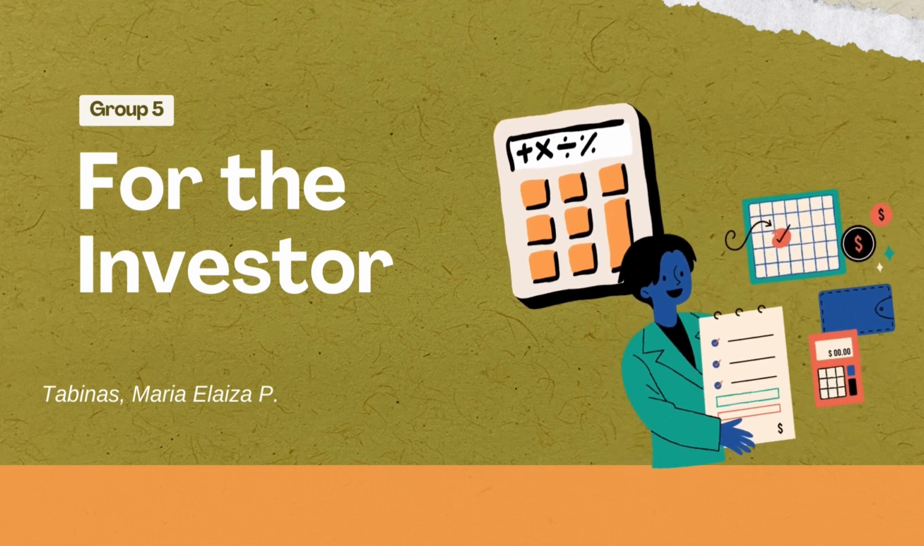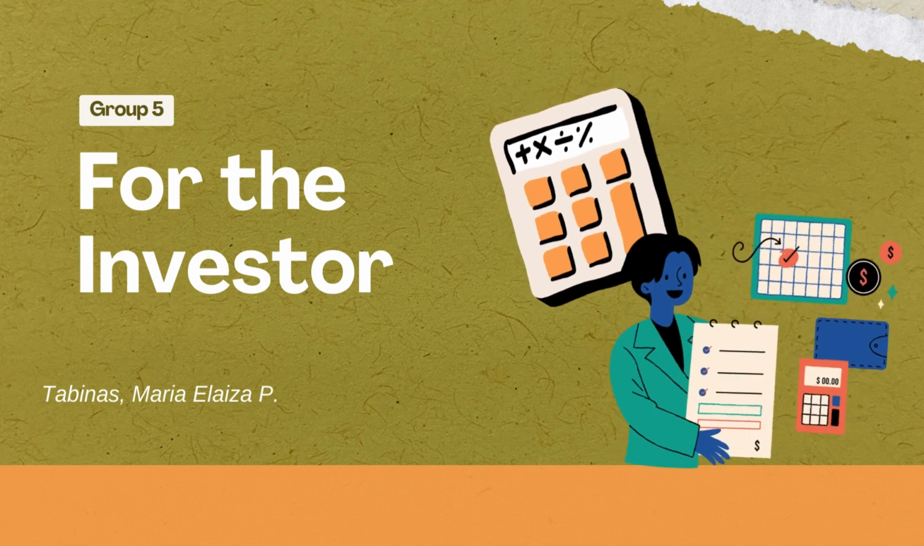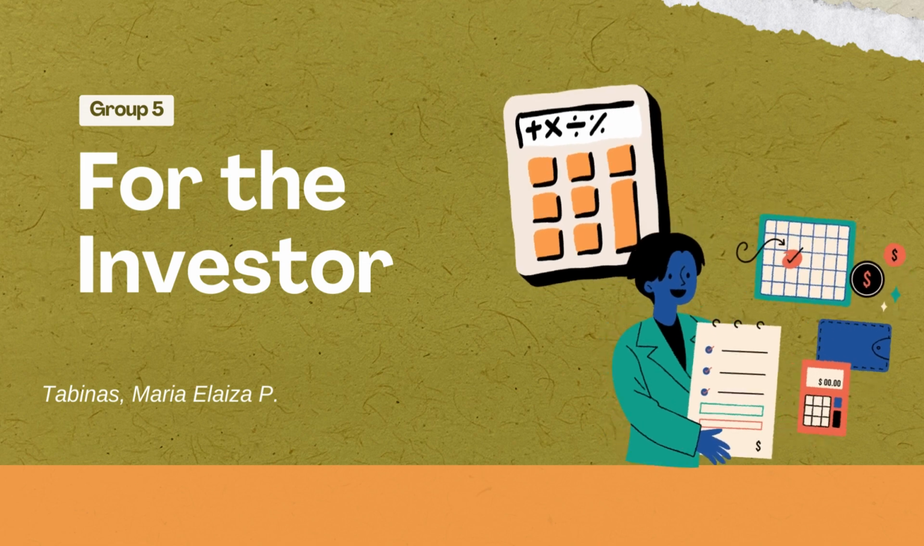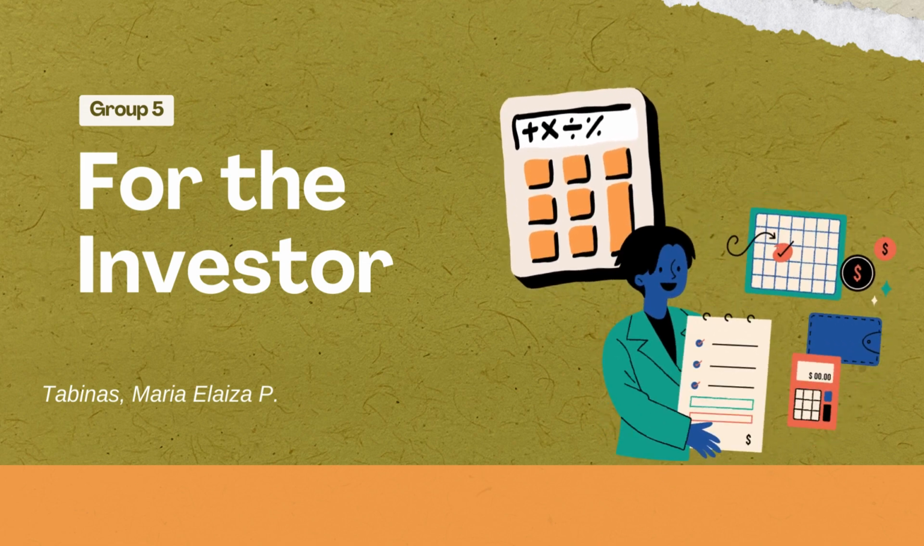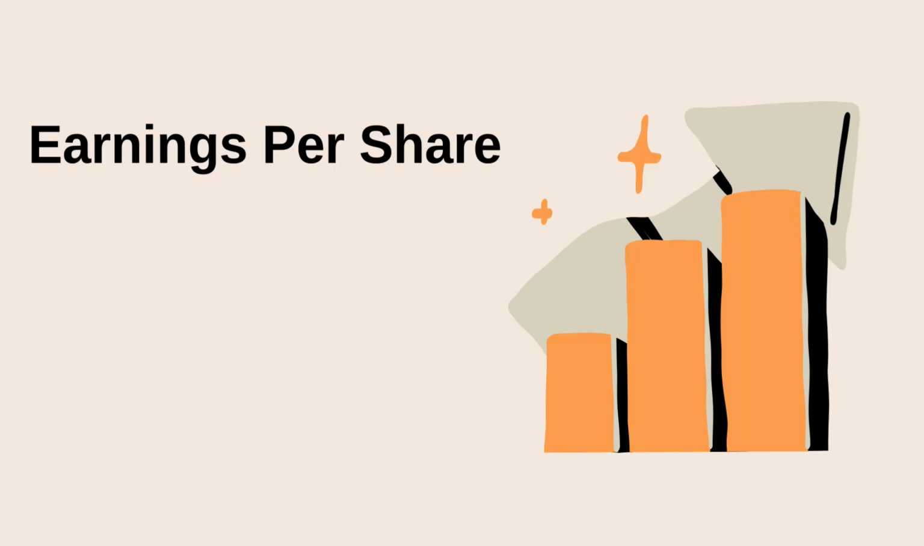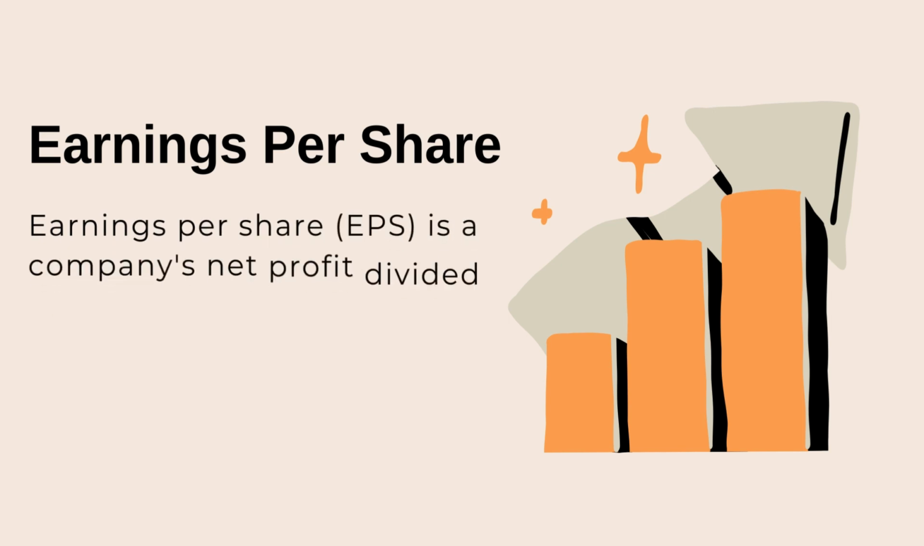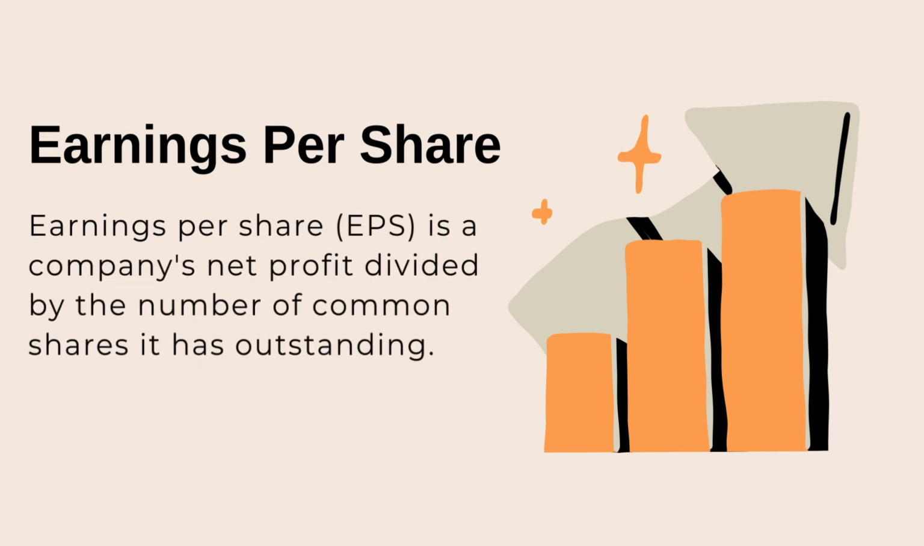In this chapter, we have discussed specific analysis that holds particular significance for the investors. First is the earnings per share. Earnings per share is a company's net profit divided by the number of common shares it has outstanding. It is essentially a measure of how much of the company's pie each shareholder gets. A higher earnings per share generally indicates a more profitable company and a more attractive investment.